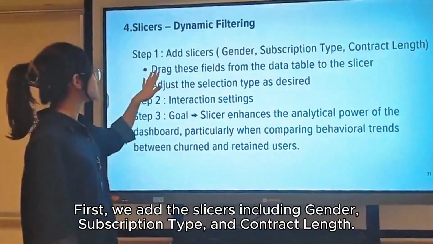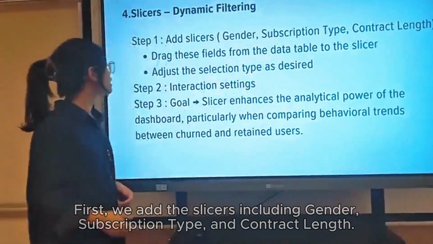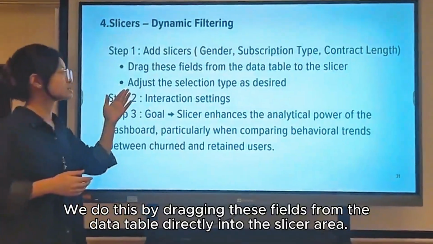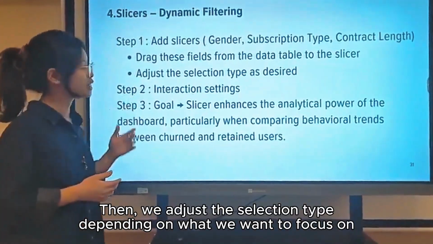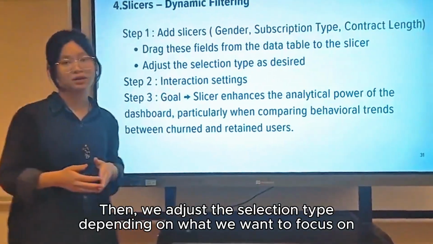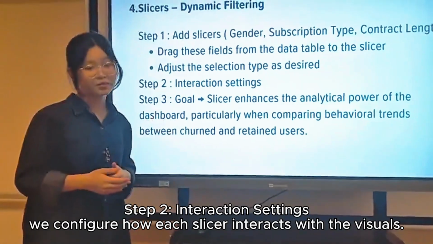First, we apply slicers including gender, subscription type, and contract length, and we do this by dragging the fields from the data pane. We adjust the selection type depending on what we want to focus on. And then step 2 is the interaction setting.